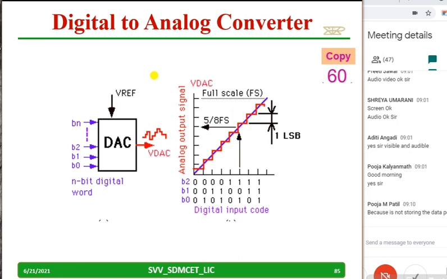So, digital to analog converter. Again, for this digital to analog converter, we give zeros and ones as an input, and we are going to get some voltage as an output. A block diagram you can copy down. B0, B1, B2 I'll give as input, and as output I'll get some voltage.